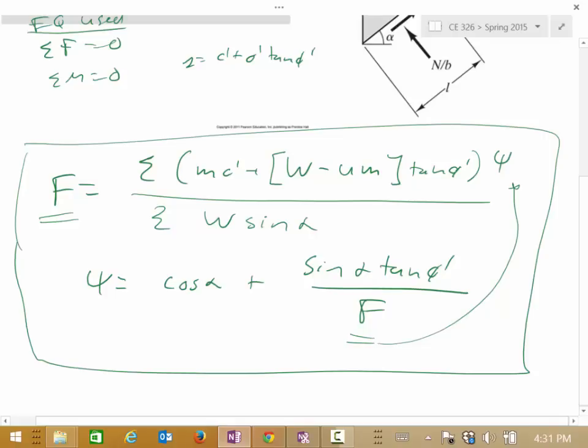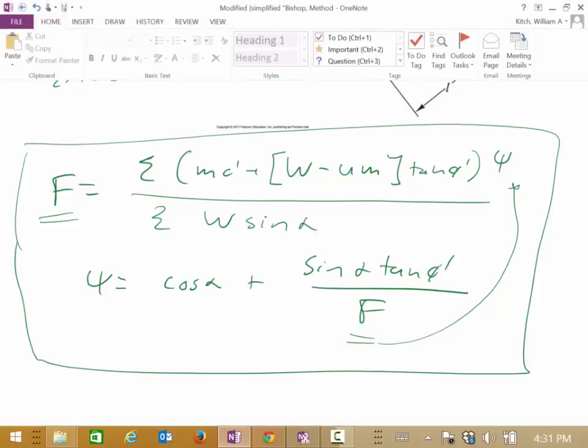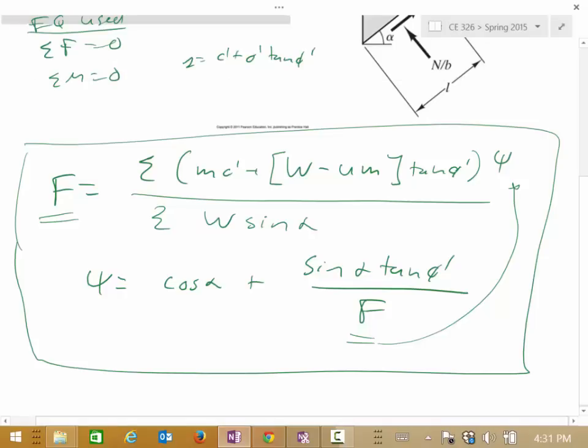But everything else is straightforward, right? M is the width of the slice, we know that. C is the cohesion at the base of the slice. W, we know how to calculate that. U, we know how to calculate that. Phi, we know that. Alpha is the angle at the bottom of the slice. Everything else is easy, right?